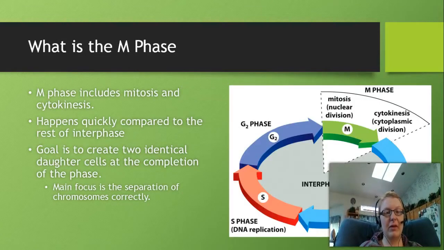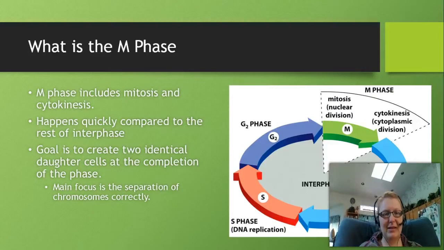So let's start with what is the M phase. The M phase includes mitosis and cytokinesis. So it's really important to understand that M phase does not necessarily equal mitosis. M phase equals mitosis plus cytokinesis. It happens really quickly compared to the rest of interphase.